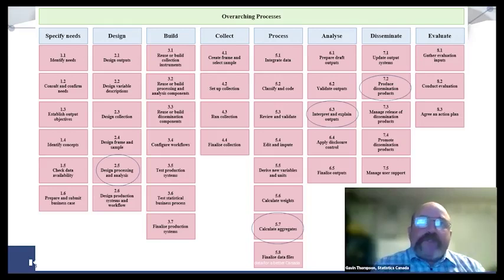For those of you following along on the GSBPM, everything I do is probably going to fall on 2.5, which is designing the process analysis. 5.7 is calculating the aggregates, interpreting and explaining the outputs, and then it's going to produce and disseminate the product.